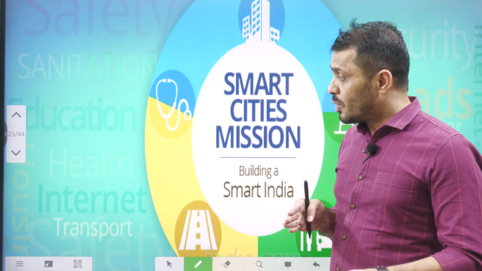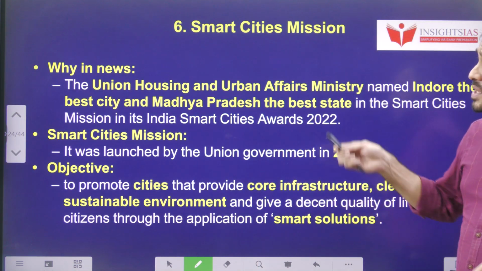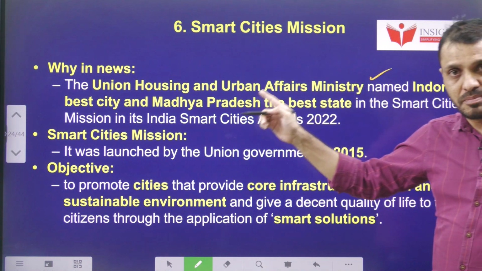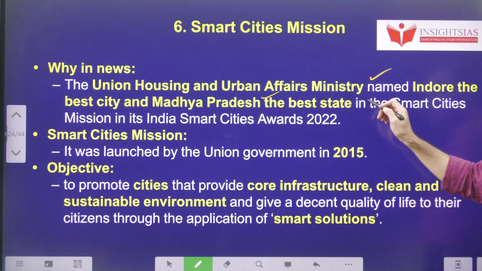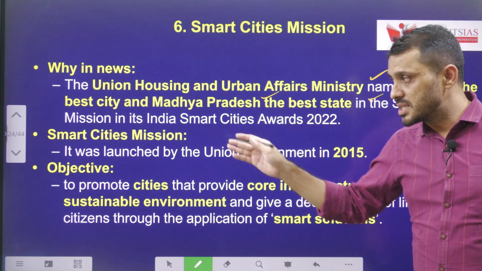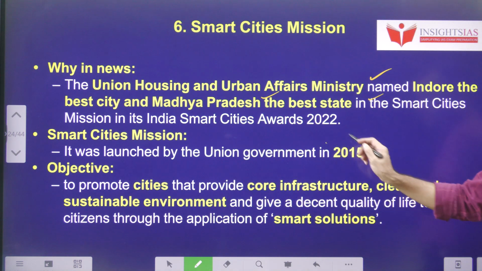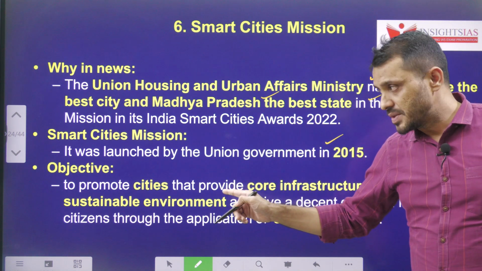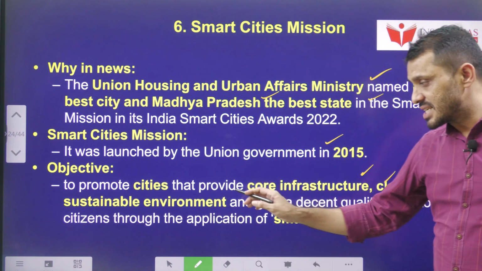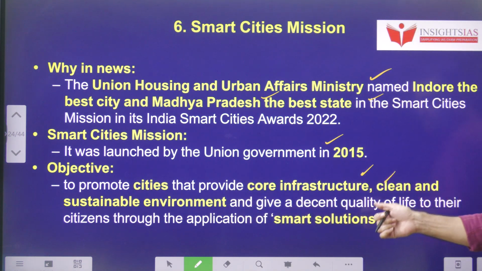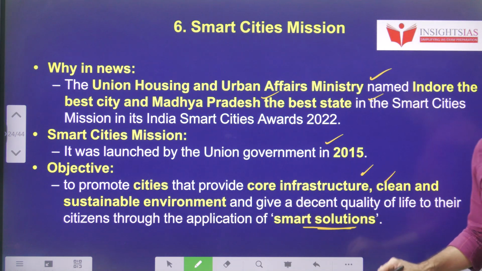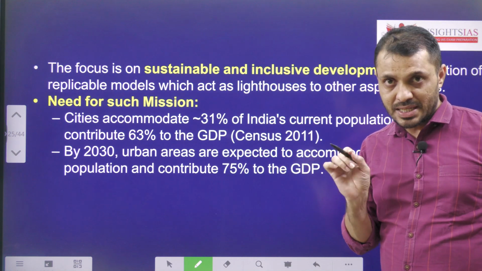So now see what is the news about this Smart Cities Mission. The Housing and Urban Affairs Ministry named Indore as the best city and Madhya Pradesh as the best state in the India Smart Cities Award 2022. The Smart Cities Mission was launched by the Union Government in 2015. Objective: to promote cities that provide infrastructure, clean and sustainable environments, and give the best quality of life through the application of smarter solutions. That is the main motto of this particular scheme.